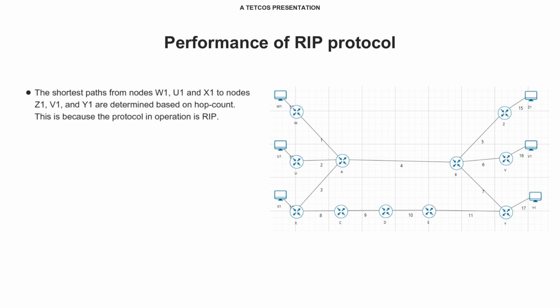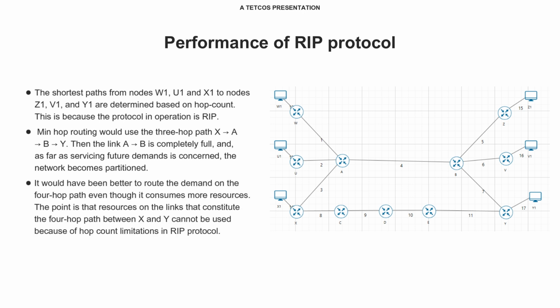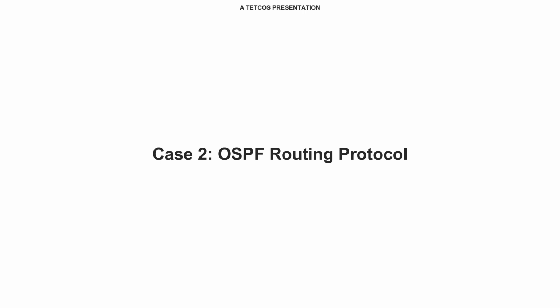The shortest paths are determined based on hop count, as RIP is the active routing protocol. With minimum hop routing, all traffic follows the 3-hop path X to A to B to Y. Since the link from A to B becomes fully utilized, the network becomes partitioned for any future demands. A better approach would have been to distribute the traffic over a 4-hop path, even though it consumes more resources. However, due to RIP's hop count limitation, these alternative paths are not utilized, restricting network efficiency. To overcome this issue and enhance network efficiency, we will use OSPF as the routing protocol, which allows weight setting.